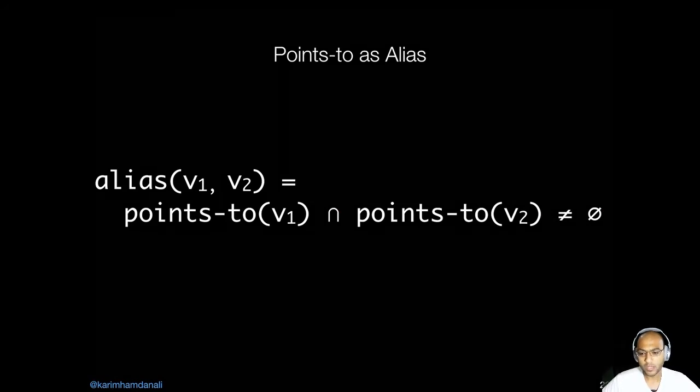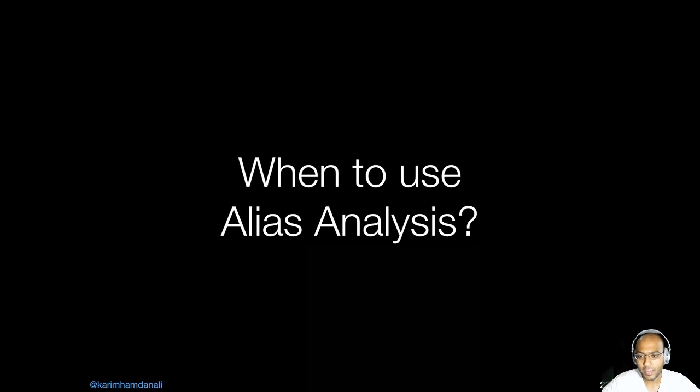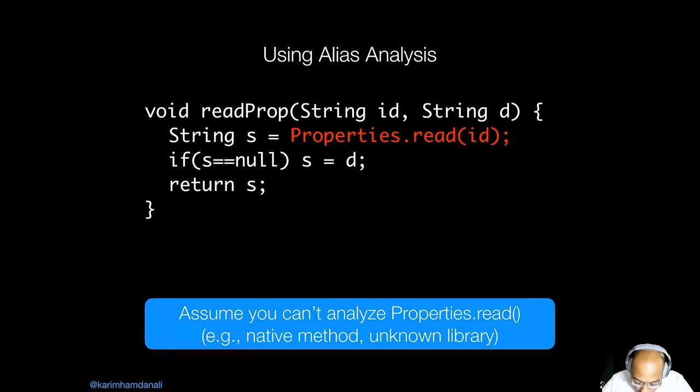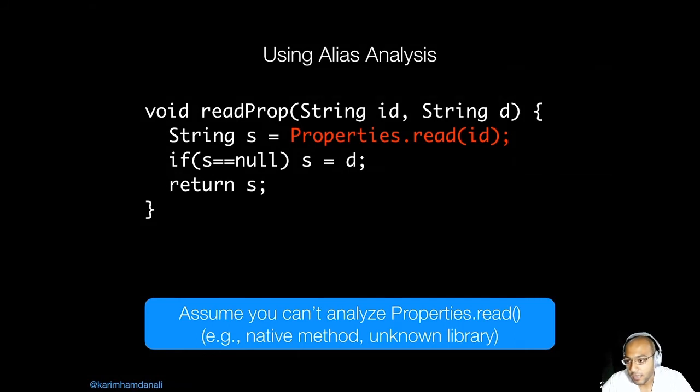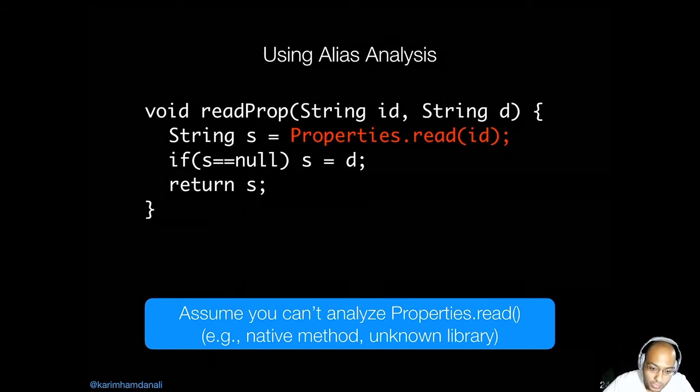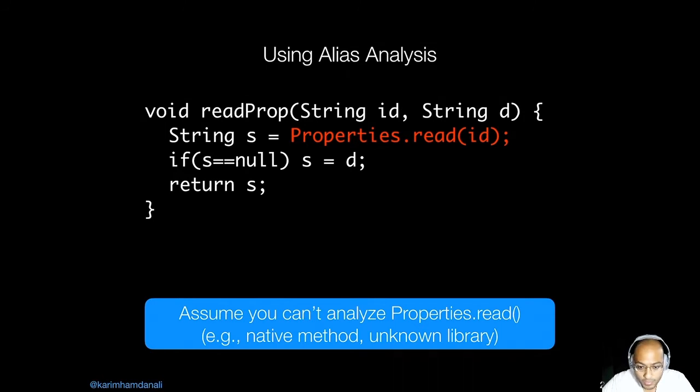So what do we then need to use alias analysis for? If we already have points-to sets, why do we even need alias analysis? We can just go from one to the other. So let's have an example here. In this example, we have a Java method called readProp, which takes two variables as parameters, string ID and string D. And string S is properties.read, so it's reading some properties, and if S is null, then it assigns it the default value D. Otherwise, it will return S. So this is a very simple read property method. Given some default value, we'll try to read it from the properties file. If it can't read it there, then it will return back a default value.